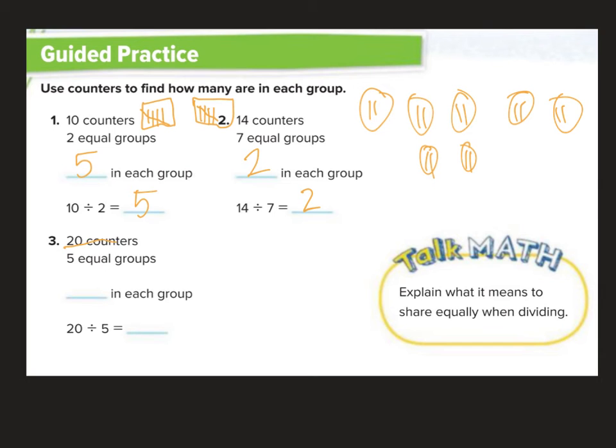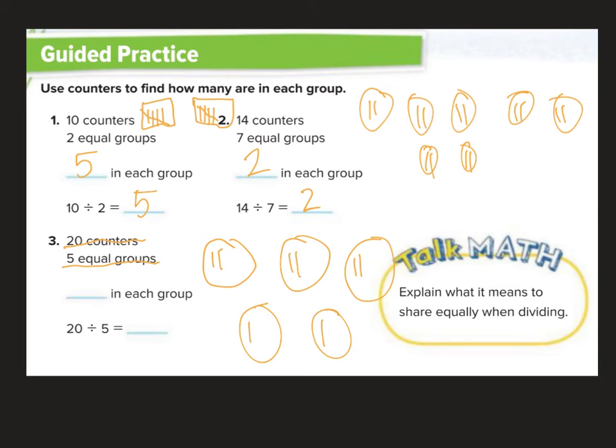Here I have 20 counters into 5 groups. Okay, 5 groups. 1, 2, 3, 4, 5. I'm going to do 20 counters. So here we go. 1, 2, 3, 4, 5, 6, 7, 8, 9, 10, 11, 12, 13, 14, 15, 16, 17, 18, 19, 20. Okay, how many are in each group? 4 are in each group. So 20 divided by 5 is 4.